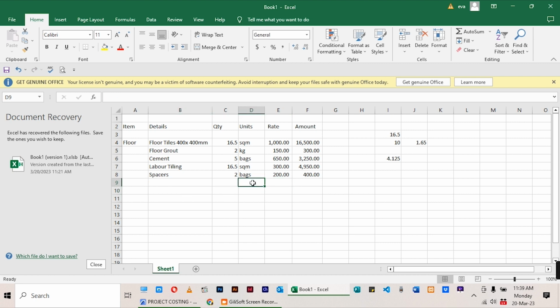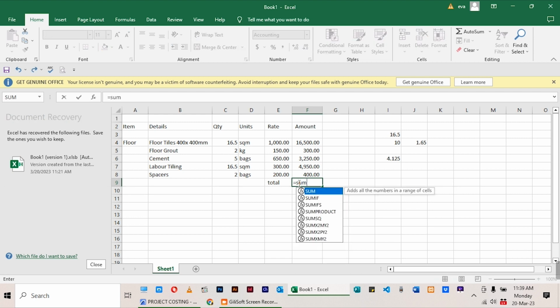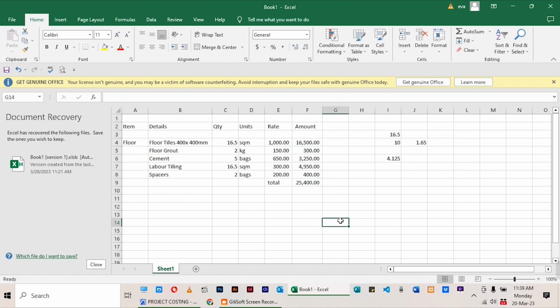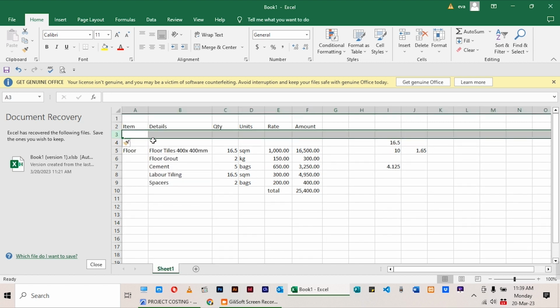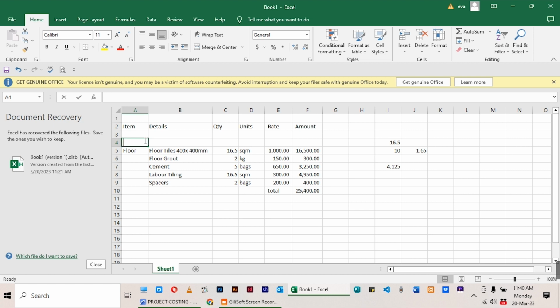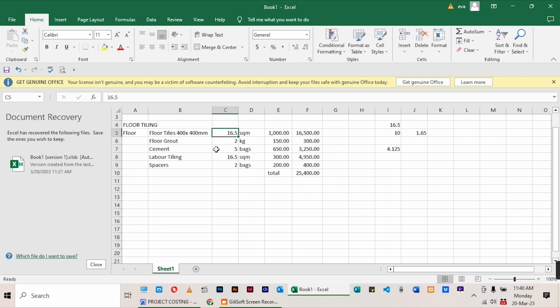Now get the total for the space, and this gives you equals, do sum into bracket, close the bracket. That's the total for floor tiling. Let's have a subheading here. Floor tiling. That is done.